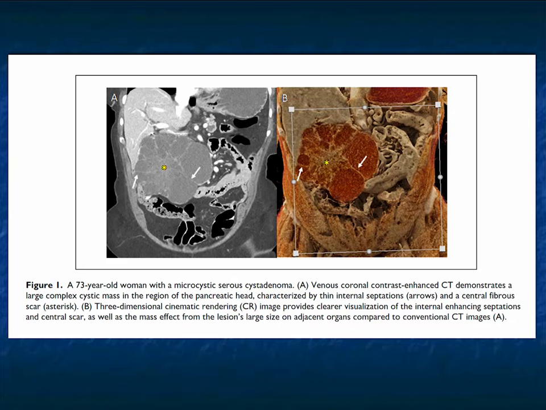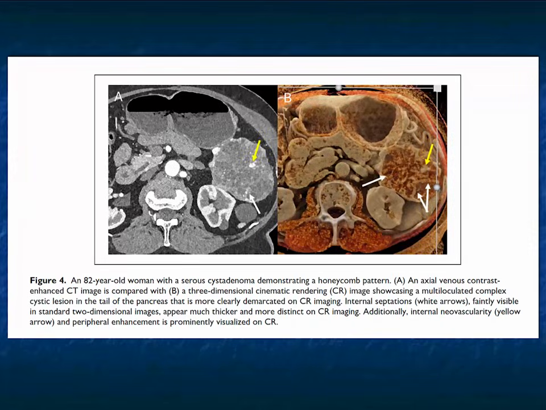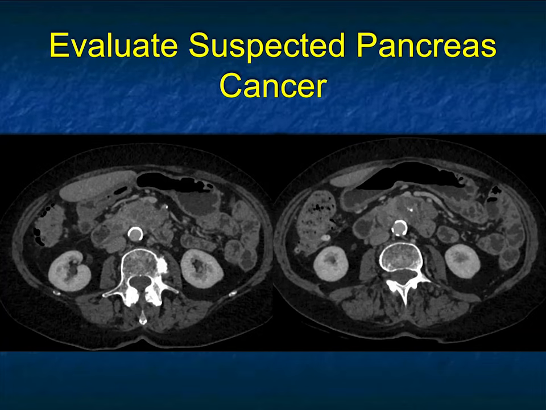And here again is just a couple cases from the article comparing the coronal with the cinematic, same plane, how the septations are better seen on the cinematic, or in this case, in the tail of the pancreas, you see some enhancement, you see some calcification, but again, the septations or the honeycomb pattern is better seen on the cinematic rendering than it is seen on the patient's routine axial images.